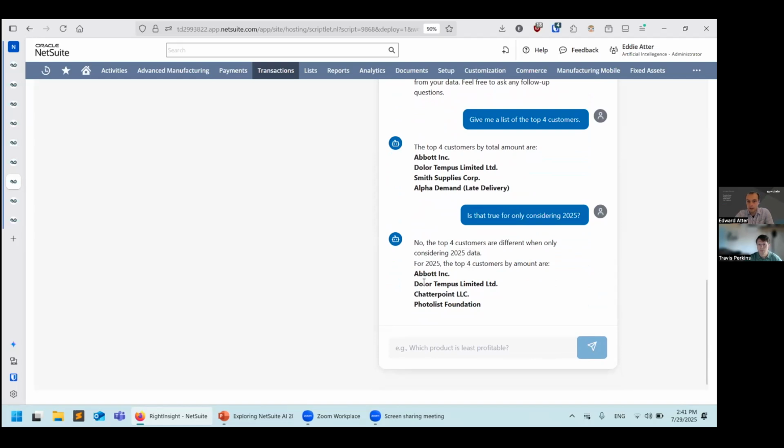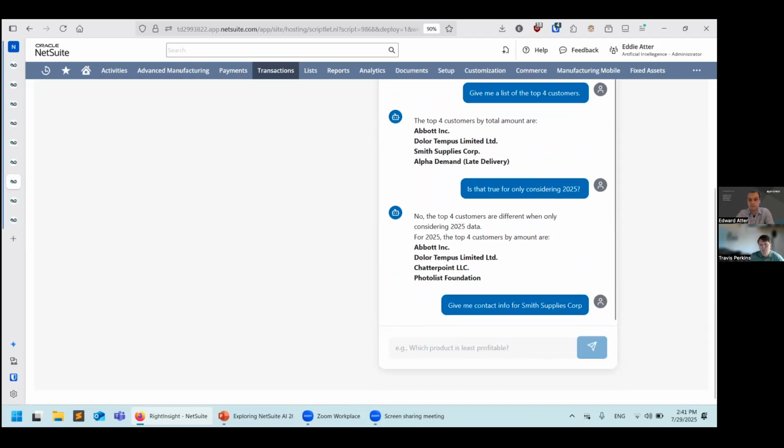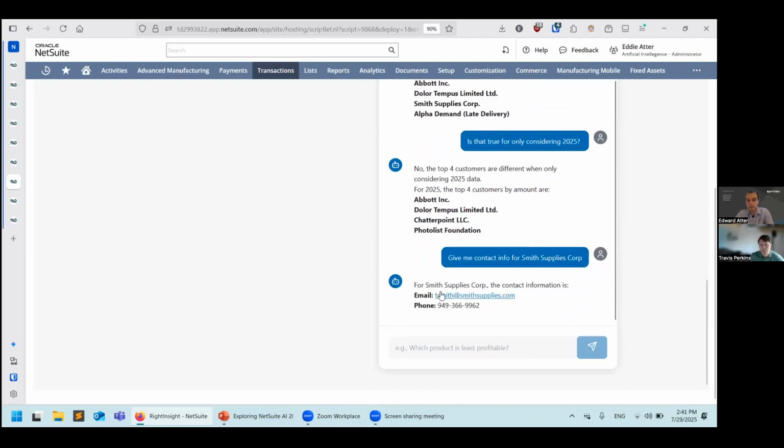And it looks like they are different, but very slightly, right? So one and two stayed the same, three and four changed. So maybe I want to call Smith Supplies because they used to be number three and they're not even top four anymore. So now I've got the email and the phone number. I can reach out and rebuild the relationship with Smith.